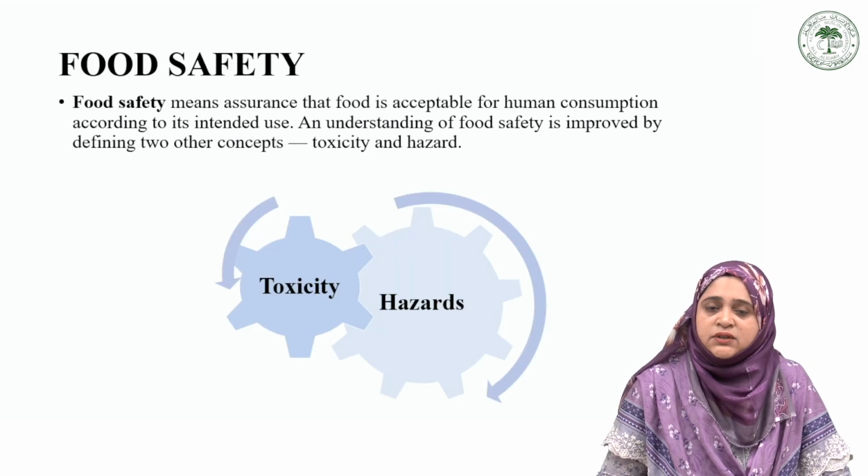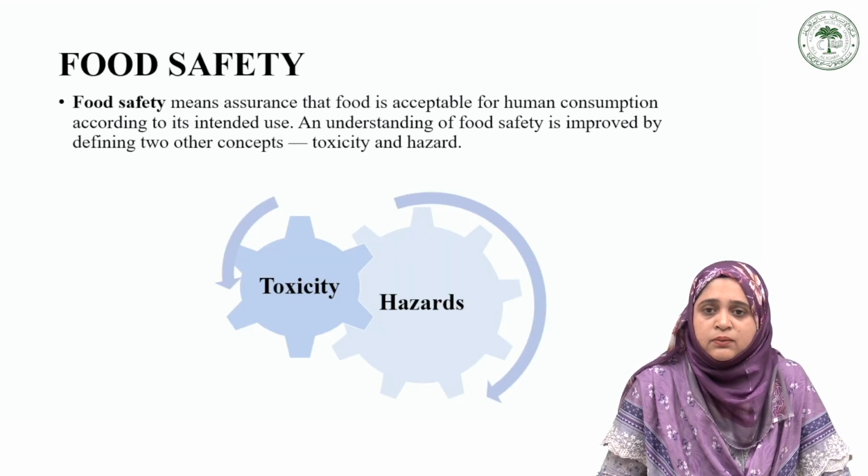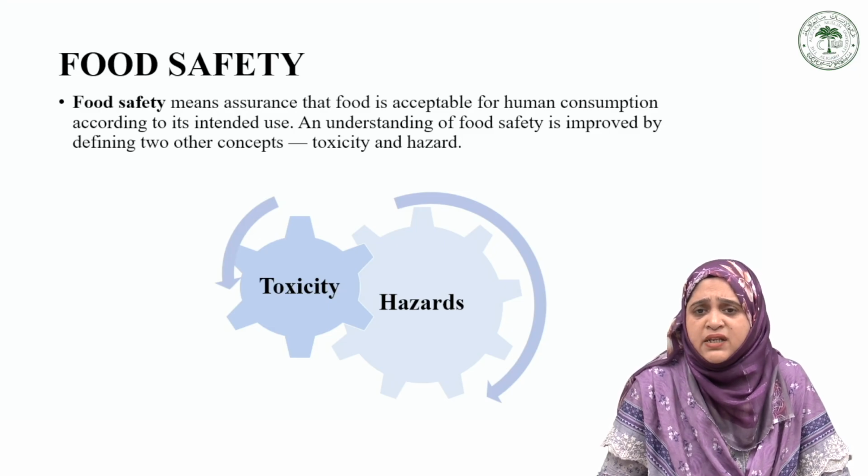Now, as we have discussed food safety before, let us discuss food safety in detail. Food safety means assurance that food is acceptable for human consumption according to its intended use. Understanding of food safety is improved by defining two other concepts, toxicity and hazards.